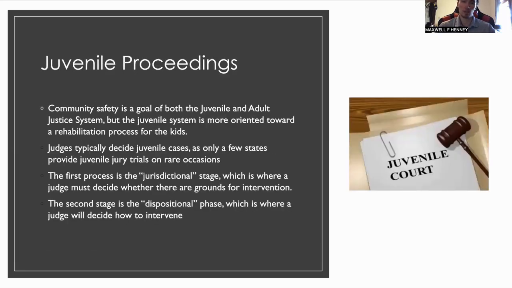Juvenile proceedings. Community safety is a goal of both the juvenile and adult justice system, but the juvenile system is more oriented toward rehabilitation process for the kids. Judges typically decide juvenile cases, as only a few states provide juvenile jury trials on rare occasions. The first process is the jurisdictional stage, which is where a judge must decide whether there are grounds for intervention. The second stage is the dispositional phase, which is where a judge will decide how to intervene.